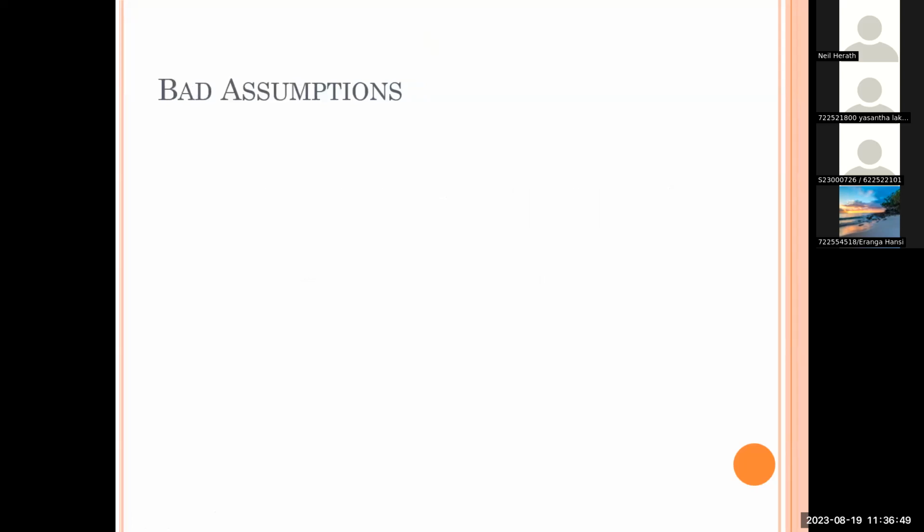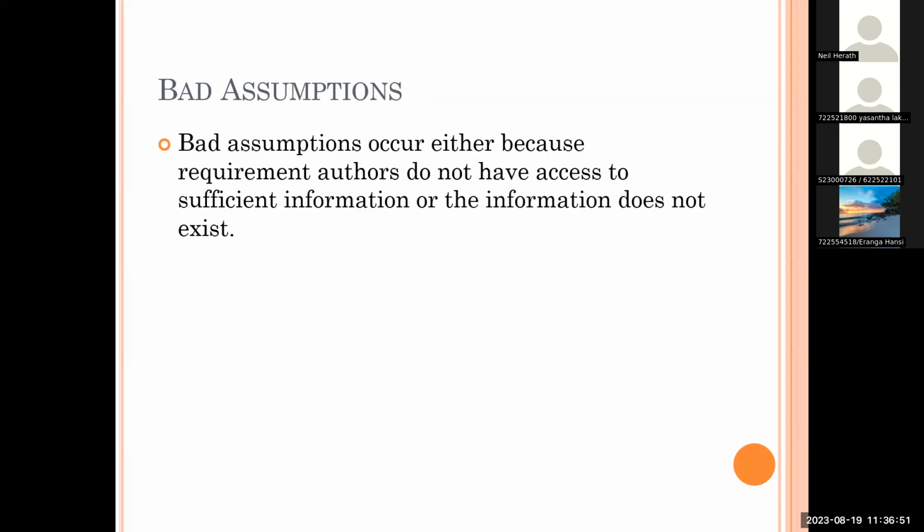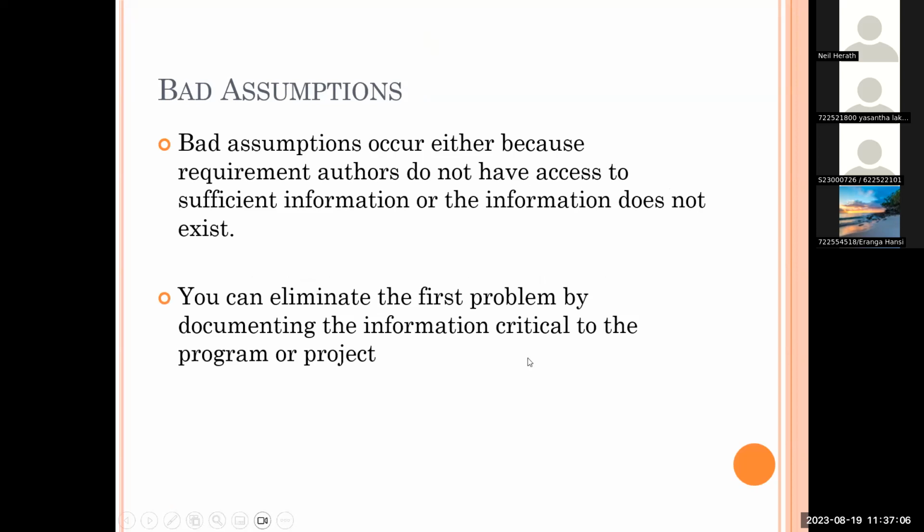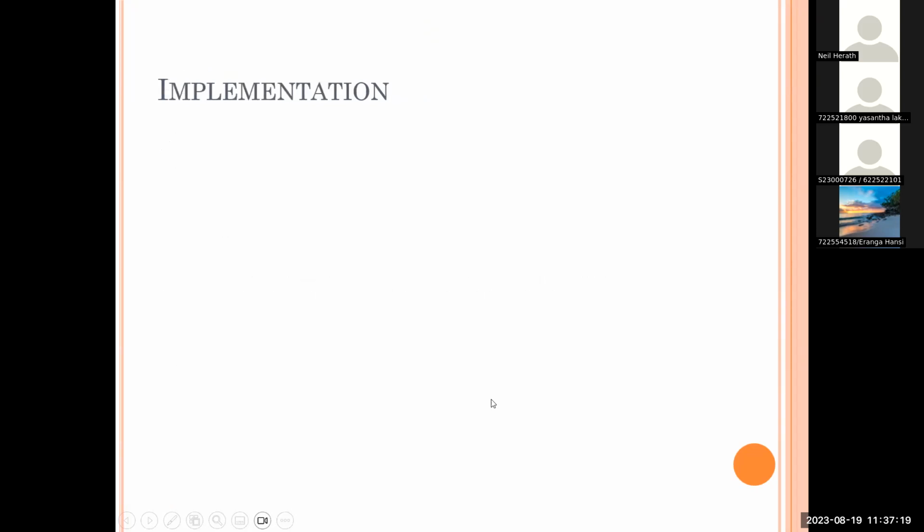Under bad assumptions, you have to know that it's occurred mainly because the requirement author does not have access to sufficient information, or the information does not exist. Then you can come out of this problem by documenting all the critical information needed for that project.